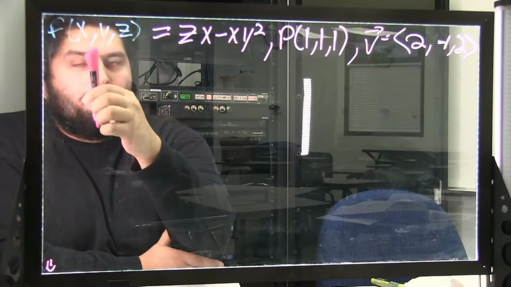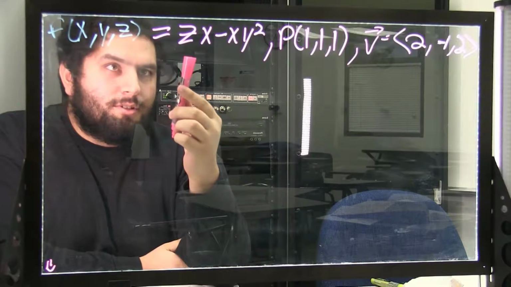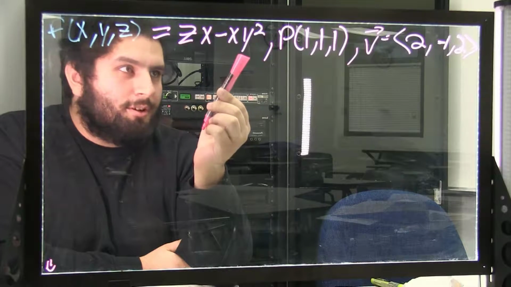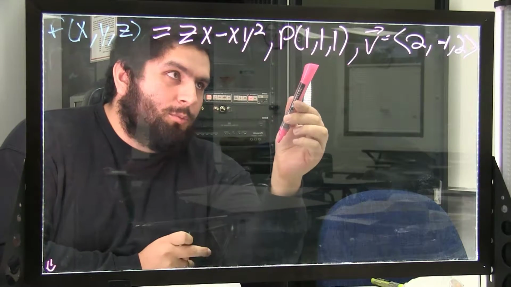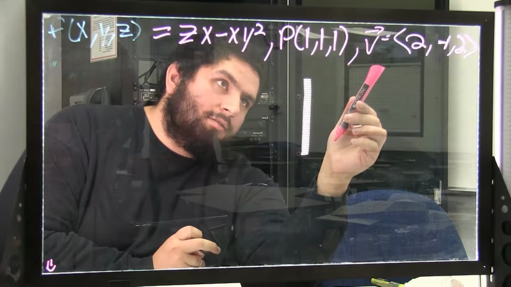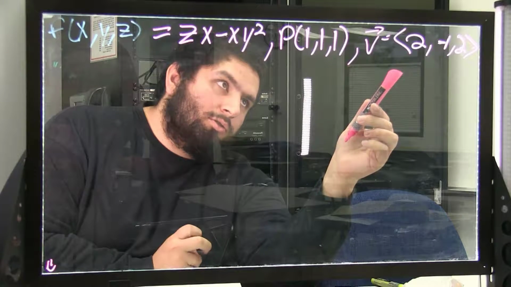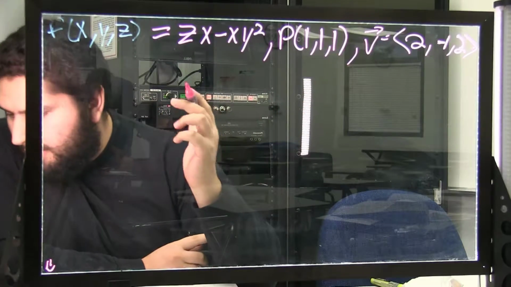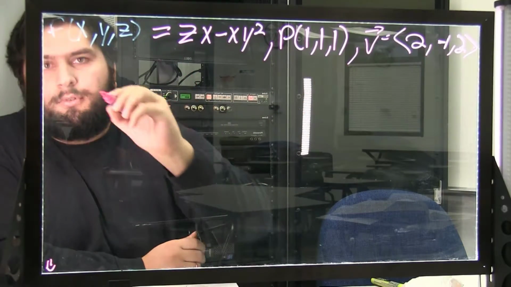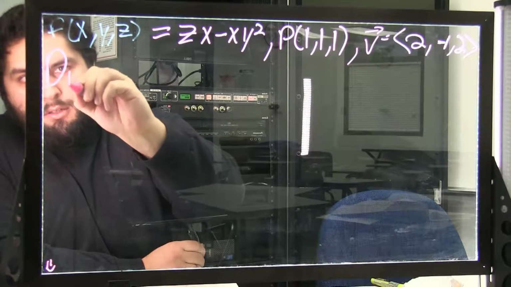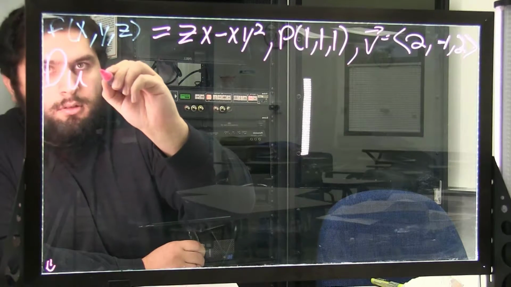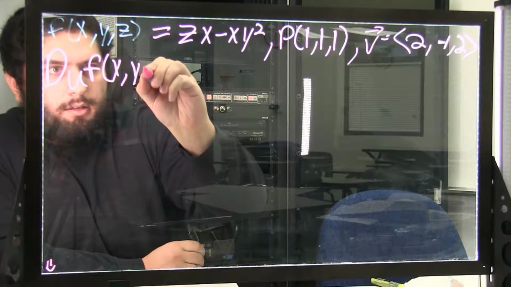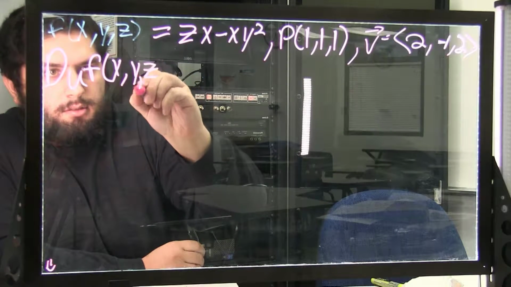I'm going to do problem number 4. You have your function, f of x, y, z is equal to zx minus x times y squared, at point 1, 1, 1. And the directional vector is 2, -1, 2. And we are looking for the directional derivative, which is D_u of f of x, y, z.